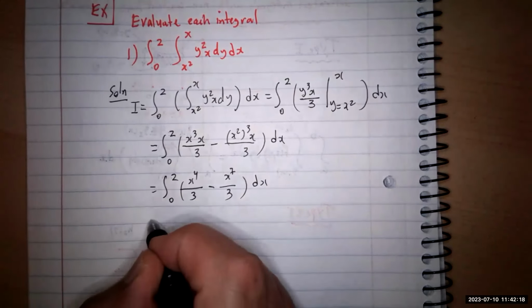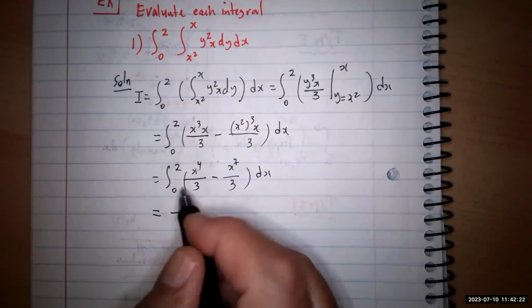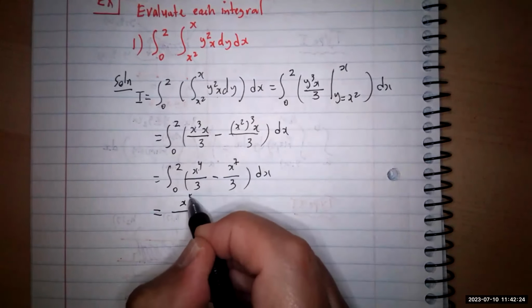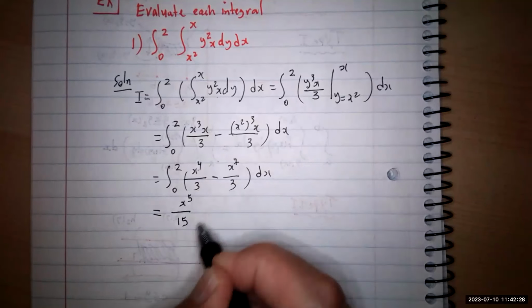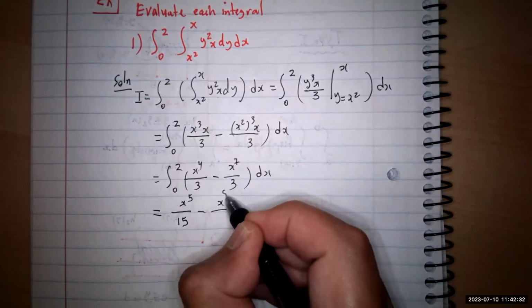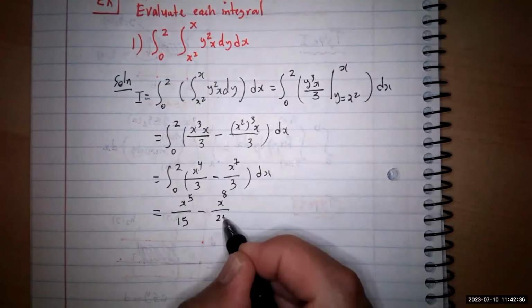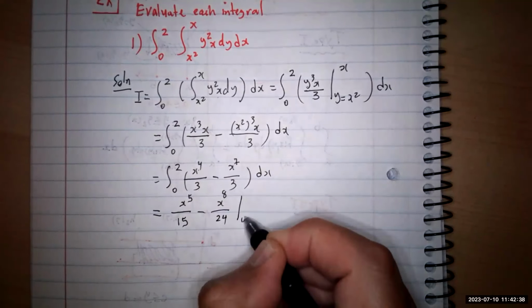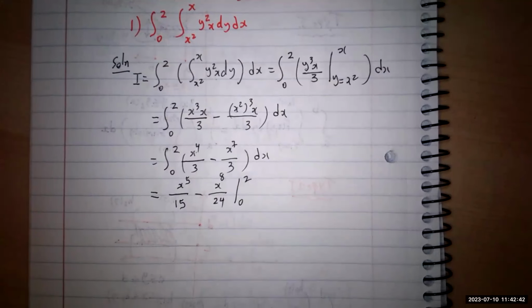Integrate again with respect to x this time. So x to the 4th would be x to the 5th divided by 5 times 3, which is 15, minus x to the 7, x to the 8th divided by 8 times 3, 24. I'm going from 0 to 2. Any question? So that's going to be the case.